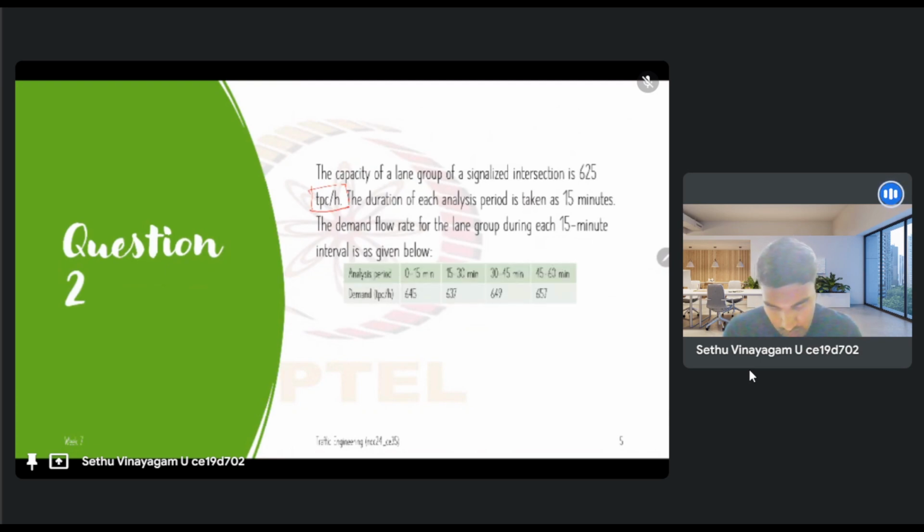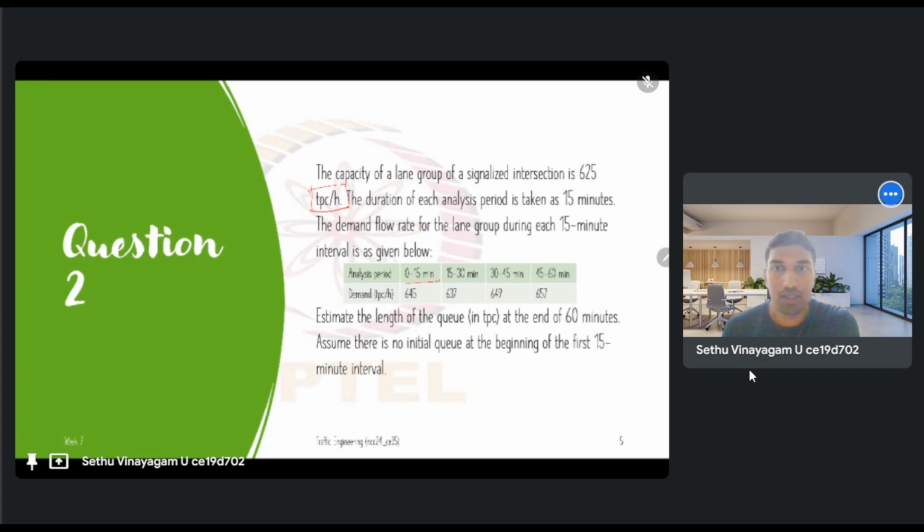In the first 15-minute period the demand is 645, in the second 637, in the third 649, and in the fourth 15-minute period we have 657 through passenger cars per hour. This is the flow rate. The question is: estimate the length of the queue in TPC at the end of 60 minutes, assuming there is no initial queue at the beginning of the first 15-minute interval.